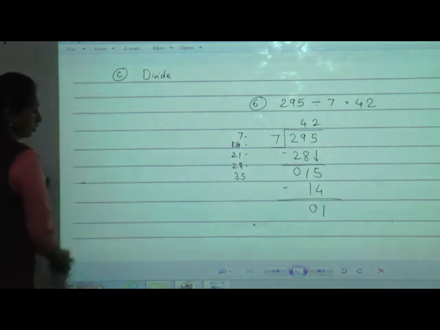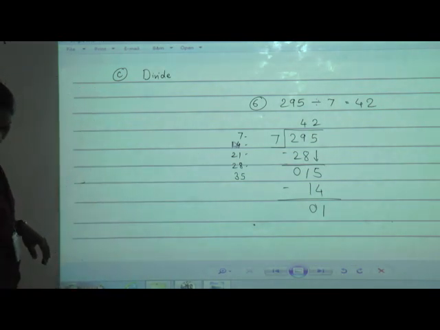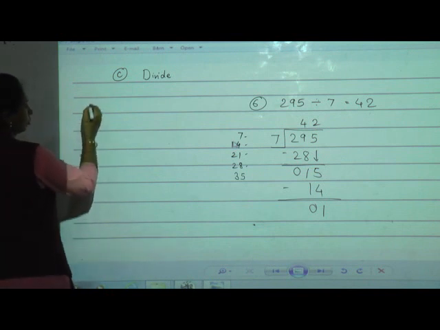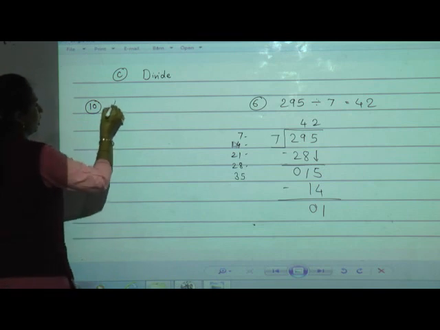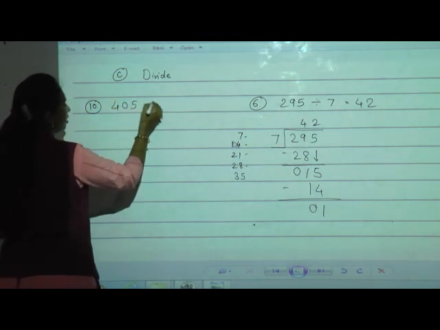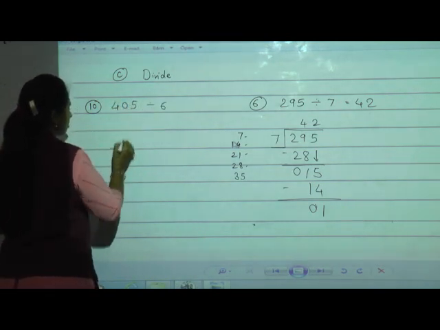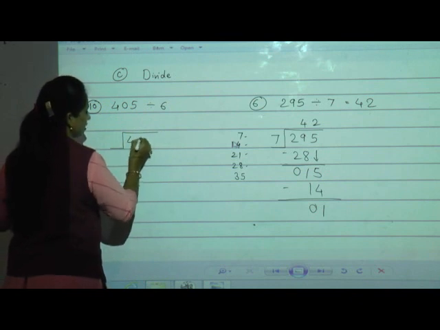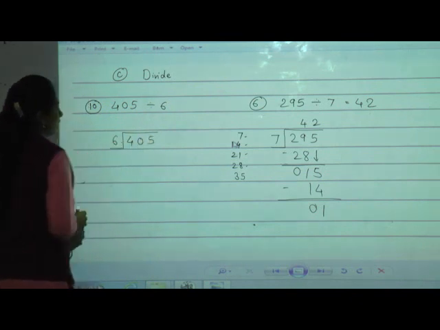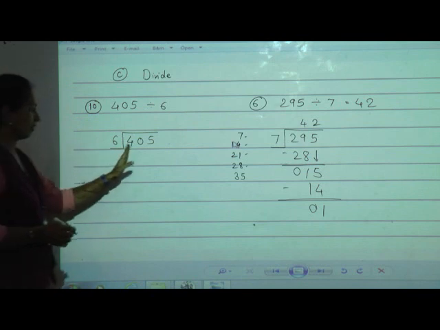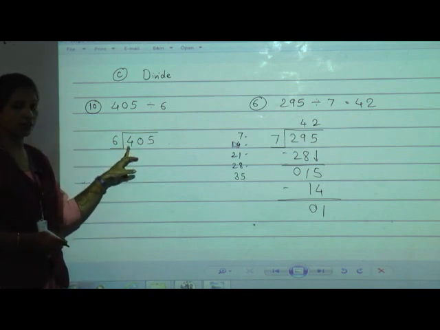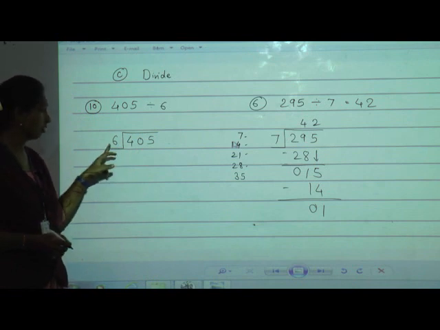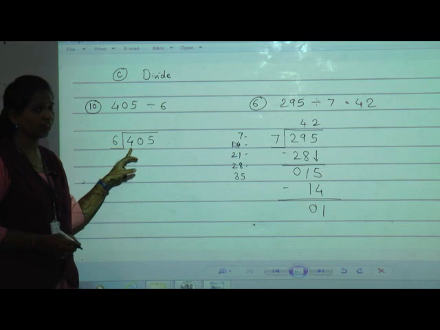Now I'll solve the 10th one. What is the 10th one? 405 division by 6. Now start from the left side. 4 is smaller than 6, so 4 will not be there in 6 table.